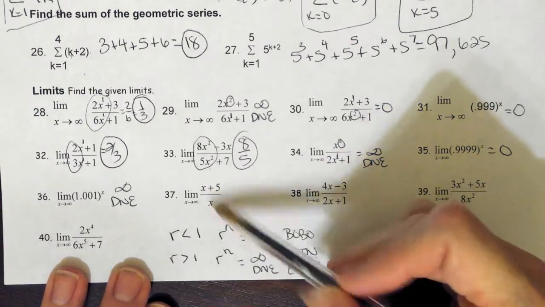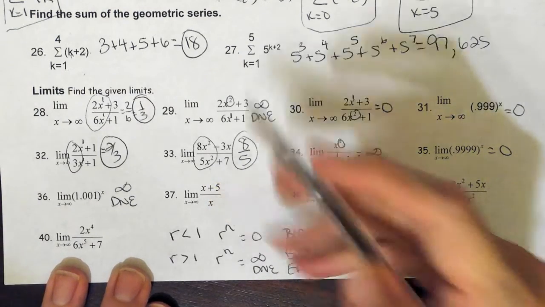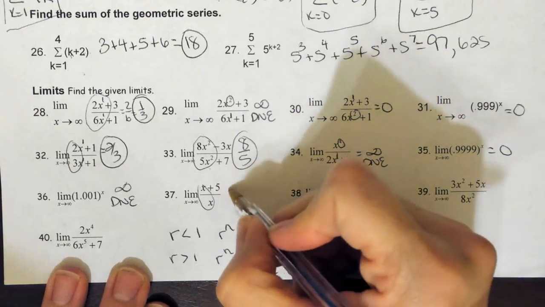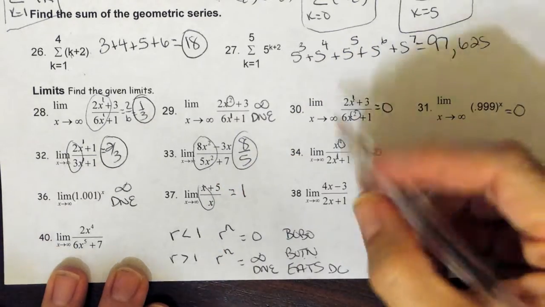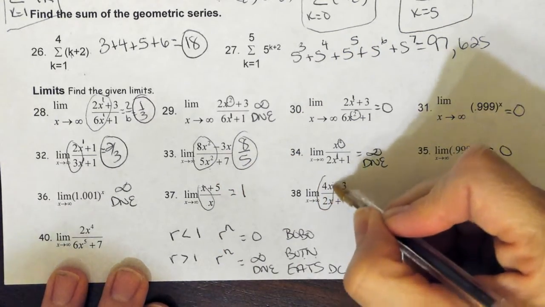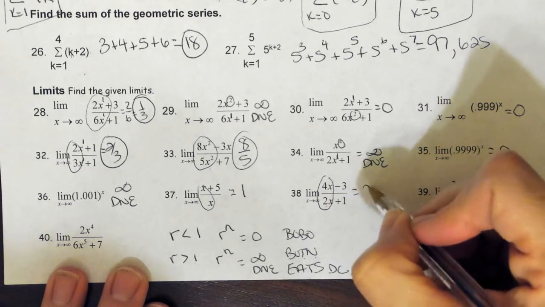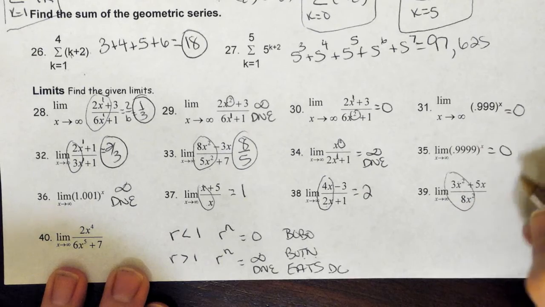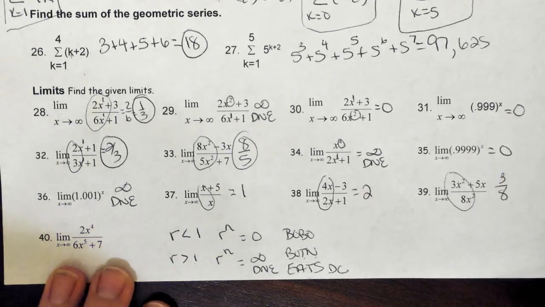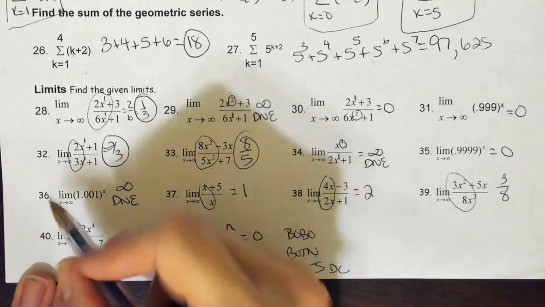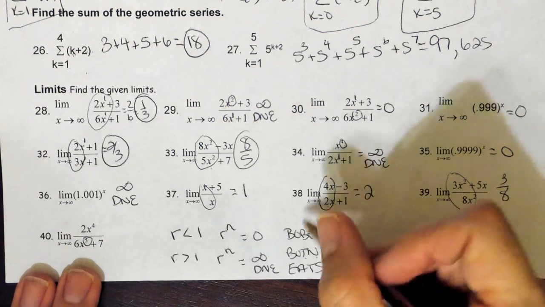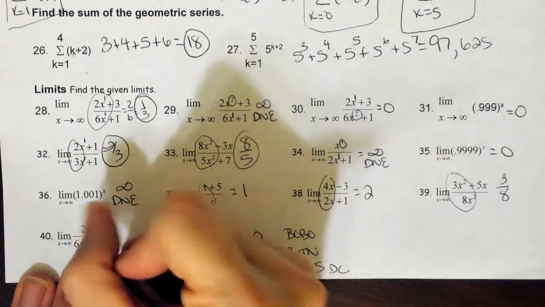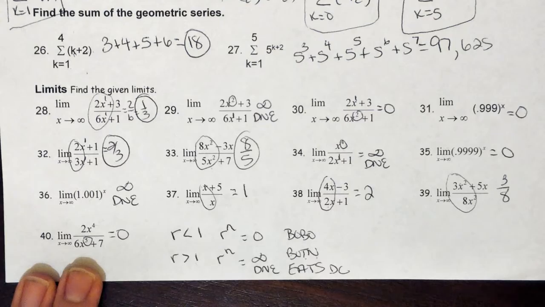Okay, I have a rational here. So I have an x to the first over an x to the first, so 1 divided by 1 is 1. X to the first and an x to the first, so 4 divided by 2 is 2. I have an x squared and an x squared, so 3 divided by 8 is 3/8. I have an x to the fourth and an x to the fifth. It's bigger on the bottom. Bigger on the bottom is a Bobo, so it approaches 0.